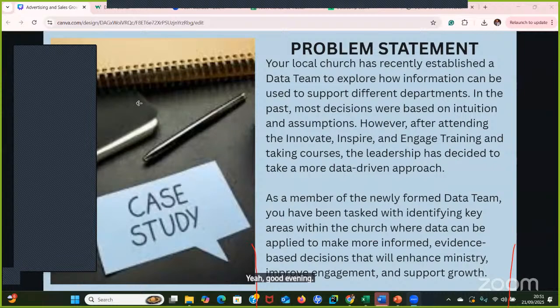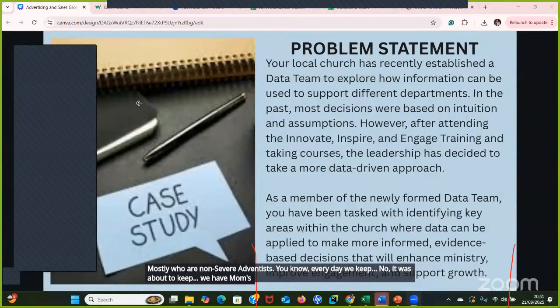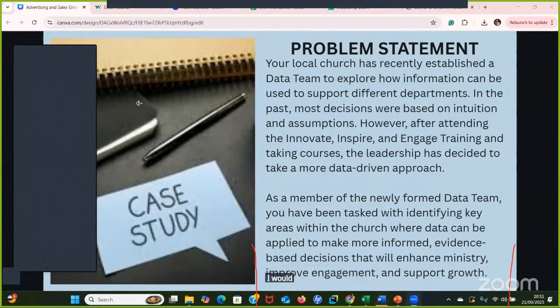My interest that I want to contribute is based on the way we keep records of our members, mostly who are non-Seventh-day Adventists. Every Sabbath we have non-Seventh-day Adventists in our midst, and we take their data. What's the follow-up? Who follows them up?